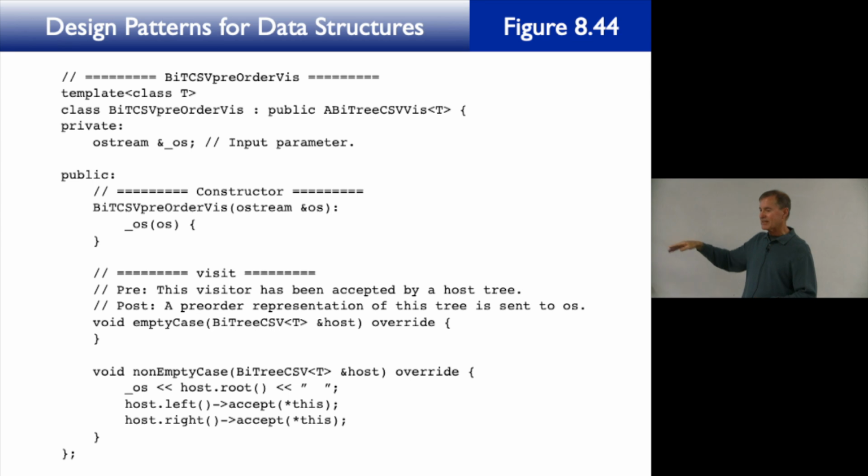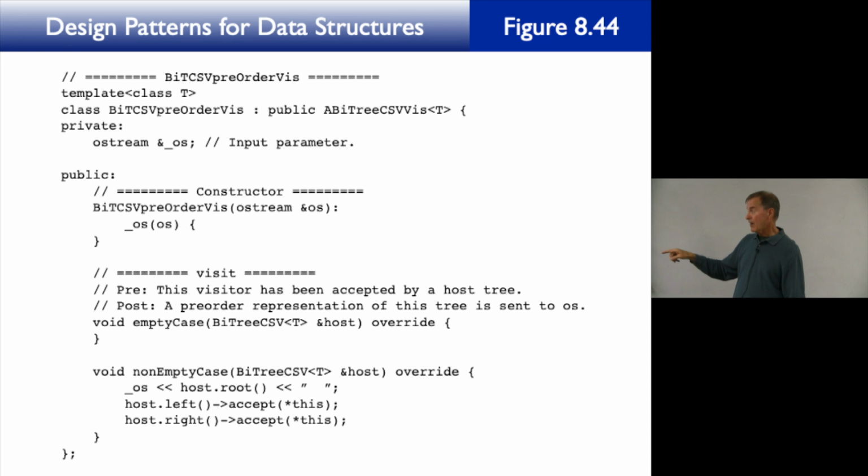Well, in the empty case, there's nothing to print out, right? But in the non-empty case, what do we do? What's the definition of preorder? Visit the root, do a preorder of the left child and a preorder of the right child. So here it is. Visit the root: underscore OS, stream host dot root. Okay, because that's what corresponds to underscore data. Are you with me? Okay, and then some spaces.